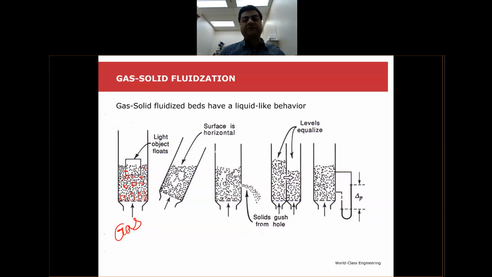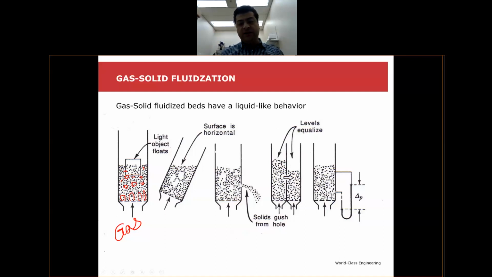So the bed behaves like a fluid. When we say like a fluid, it means that, for example, if you look at this figure, if you incline your reactor, the surface of the bed is always going to be horizontal because it's a fluid. Or if you make a hole on the wall of the reactor, all the powders tend to get out, to get discharged. Okay, all these are fluid behavior.